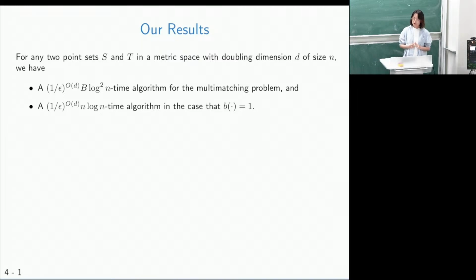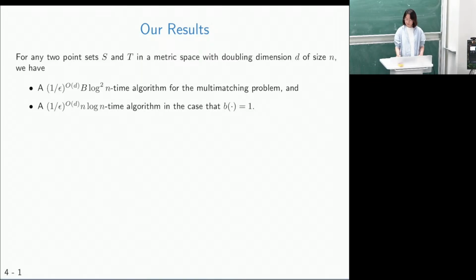And this is our main result. For any two point sets S and T in a metric space with doubling dimension D of size n, we have a near linear time algorithm for the general multimatching problem. And if the degree bound is just 1, then we can improve the algorithm to take n log n time.